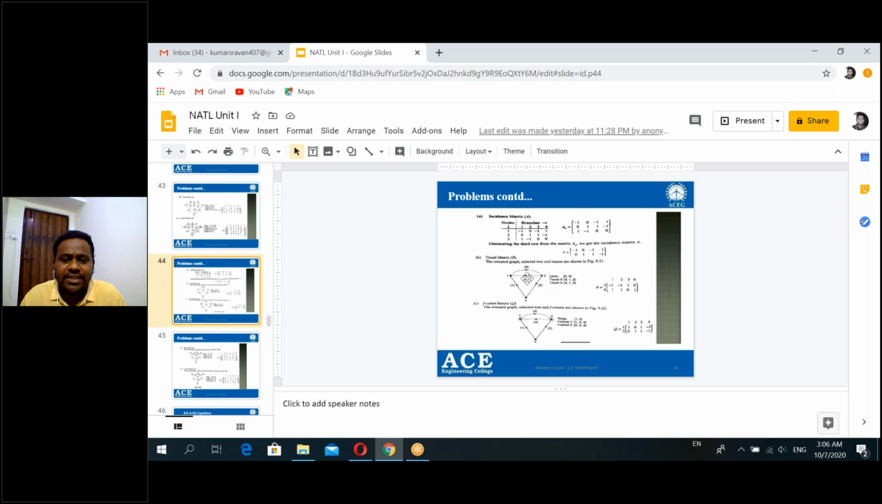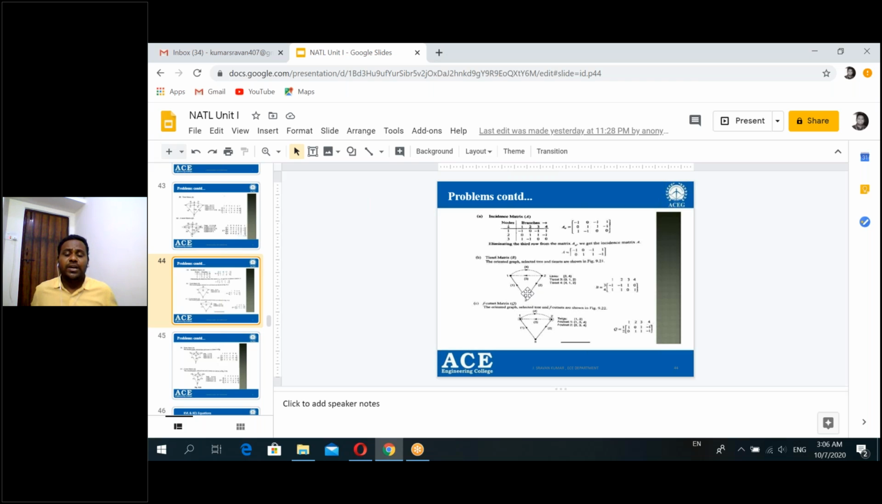Next, for the same graph, I am going to draw the tie set. Before drawing the tie set, I told many times we need to consider links. How many links are there? 2 links are there, link 3 and link 4. So how many loops will form? 2 loops will form. First loop, tie set 3, that is 3, 1, 2. 3 is the link, 1, 2 are the twigs.